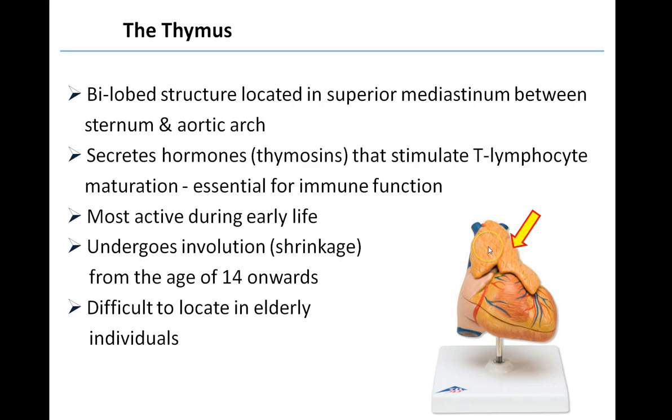Now this organ of the lymphatic system is particularly important during early life. It secretes hormones, these are thymosins, and they promote the maturation of a class of lymphocytes we call T lymphocytes. These lymphocytes are essential for your immune function. The thymus is most active during early life.